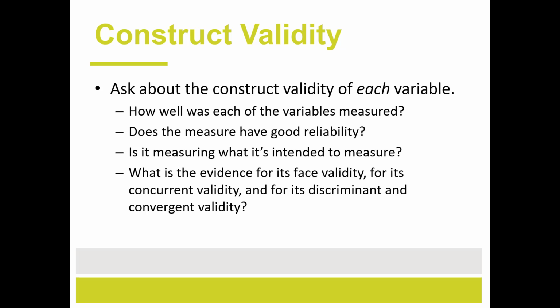Recall that construct validity is how well your variables measure the construct or idea that you are intending them to measure. It's important to consider the construct validity of both of the two variables in an association claim. You need to ask yourself, how well was each variable measured? Does it have good reliability? Did it measure what it was intended to measure? And what evidence is there for its face, concurrent, discriminant, and convergent validities?